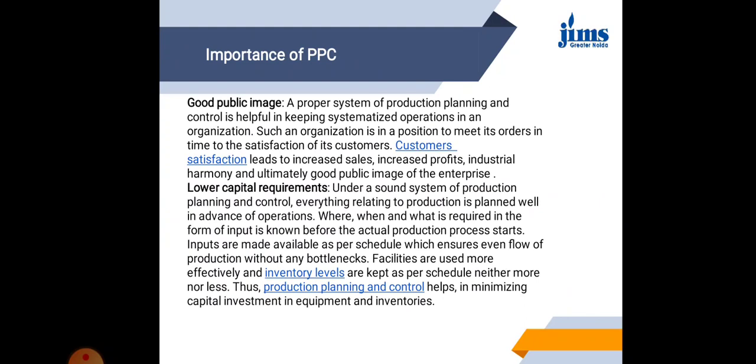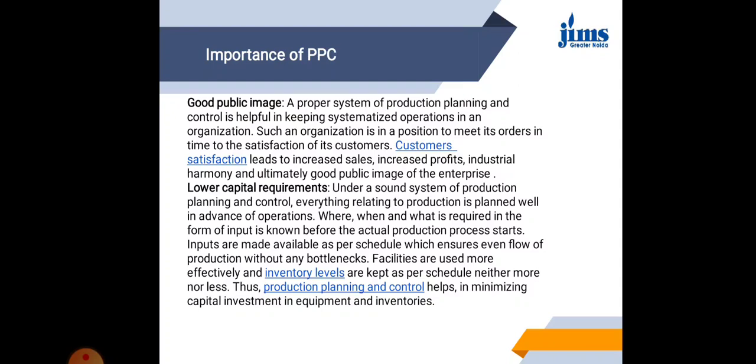Next point, good public image. A good system of production planning and control keeps things systematic in an organization. As a result, it becomes easier for the production planning and control system to meet the orders in time for satisfaction of customers. Customer satisfaction further leads to increased sales, increased profits, industrial harmony, and ultimately a very positive public image of the enterprise.